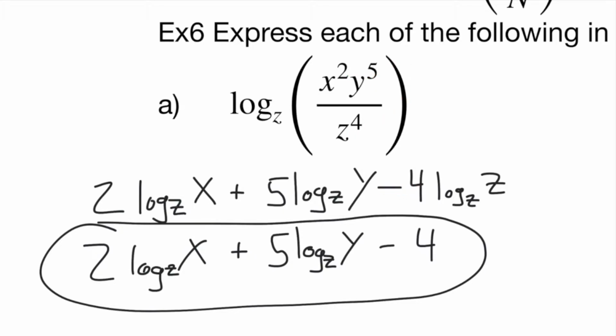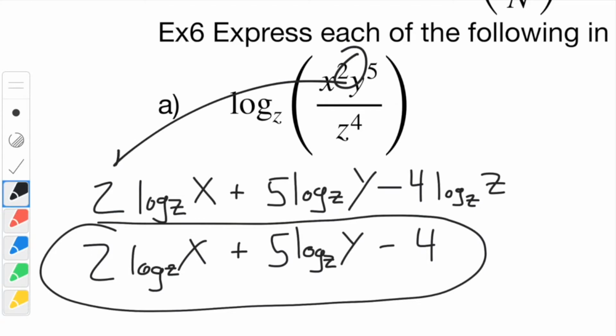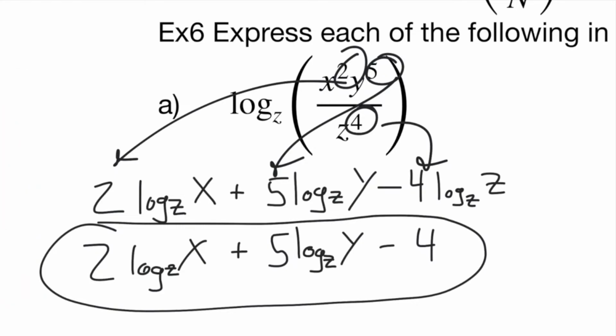The division becomes subtraction. And in many cases, you can show work like this. You can circle this and have an arrow, circle this and have an arrow, circle this and have an arrow. That's one good way to show work. There's some more work to show in this particular case because 4 log z of z can actually be simplified. If you have log z of z, it simplifies down to 1, so it becomes 4 times 1. So this is the final finished answer.